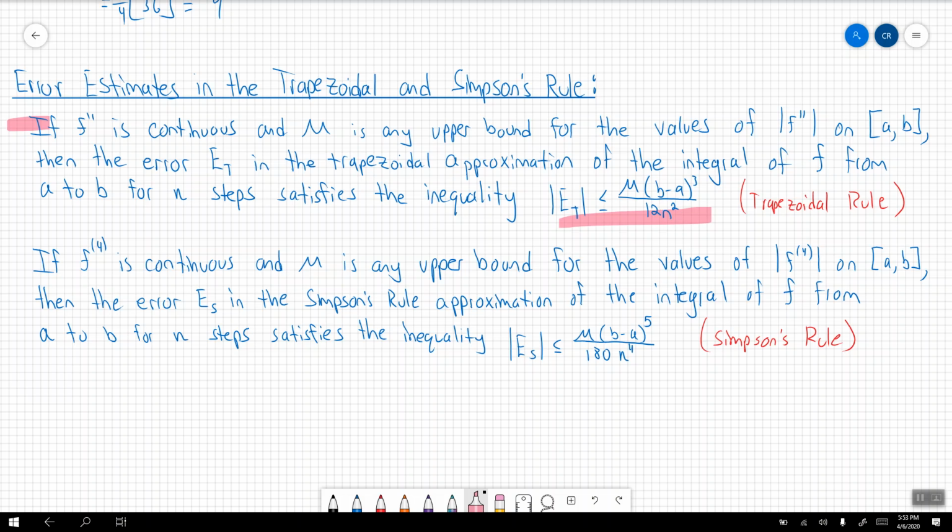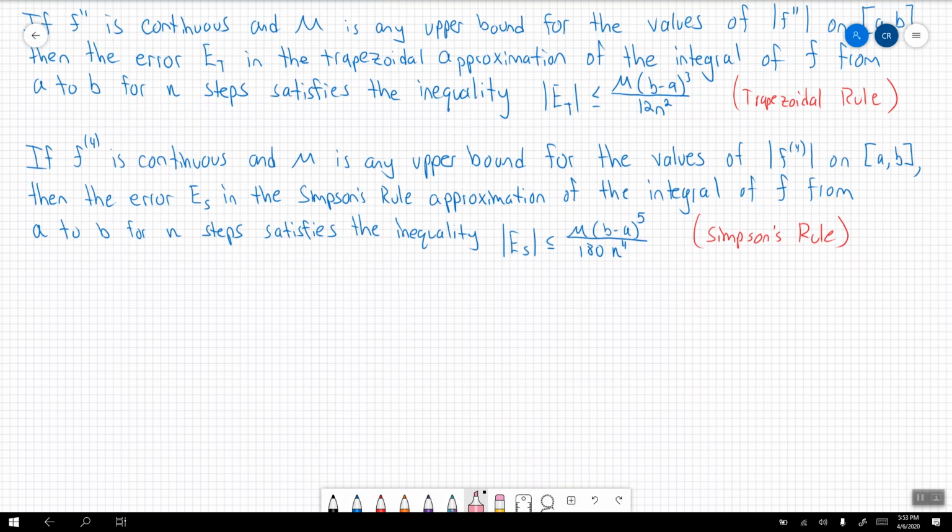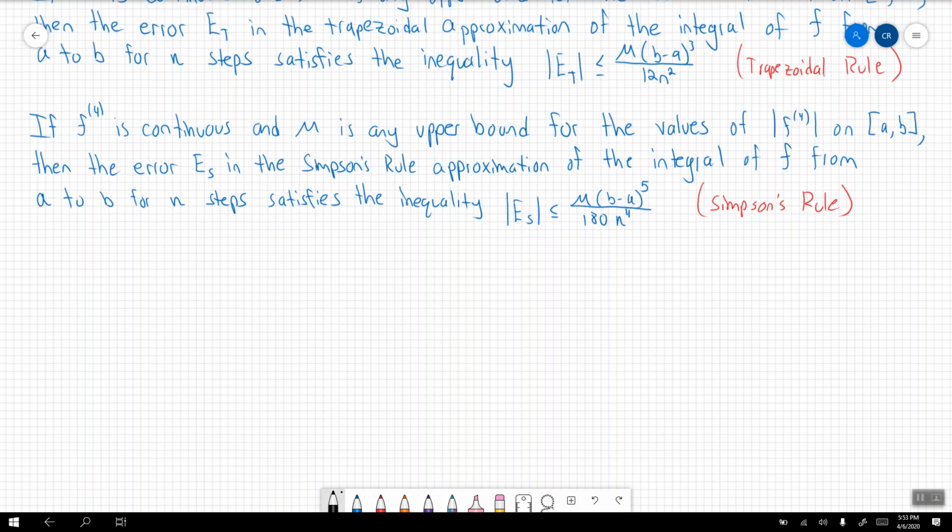Now, very similar, the next process is going to be for Simpson's rule. When we use this one for Simpson's rule, we have to make sure that the fourth derivative must be continuous. So very, very important. Error estimates for Simpson's and trapezoidal are different, and we have to make sure that we use the correct ones. Now, let's look at an example really quick to outline this.